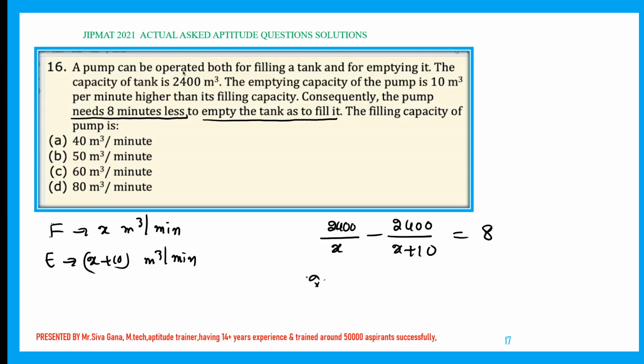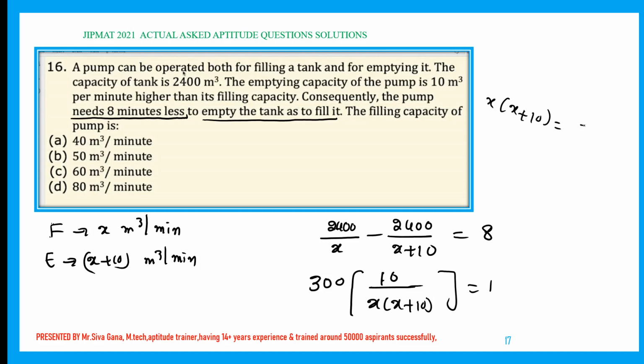Now 2400 cancels with 8, you will get 300 here. x plus 10 minus x, which is nothing but 10. 10 divided by x into x plus 10, which equals 1 after taking the LCM. Therefore, x into x plus 10 is equal to 300 into 10, which is 3000. 3000 can be simply written as 50 into 60. So x is 50, x plus 10 is 60. And we need x, which is filling, 50 meter cube per minute. Simple, good quality question.